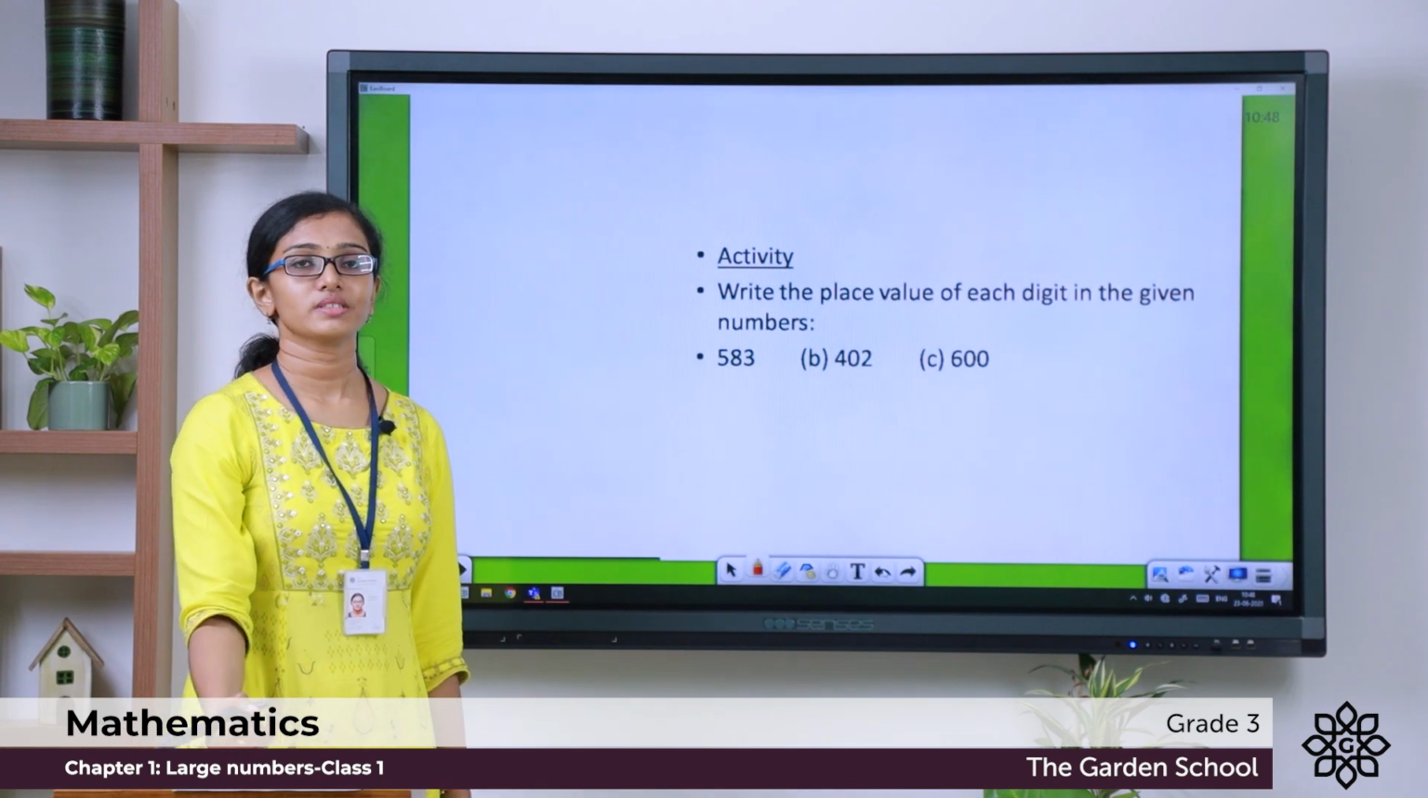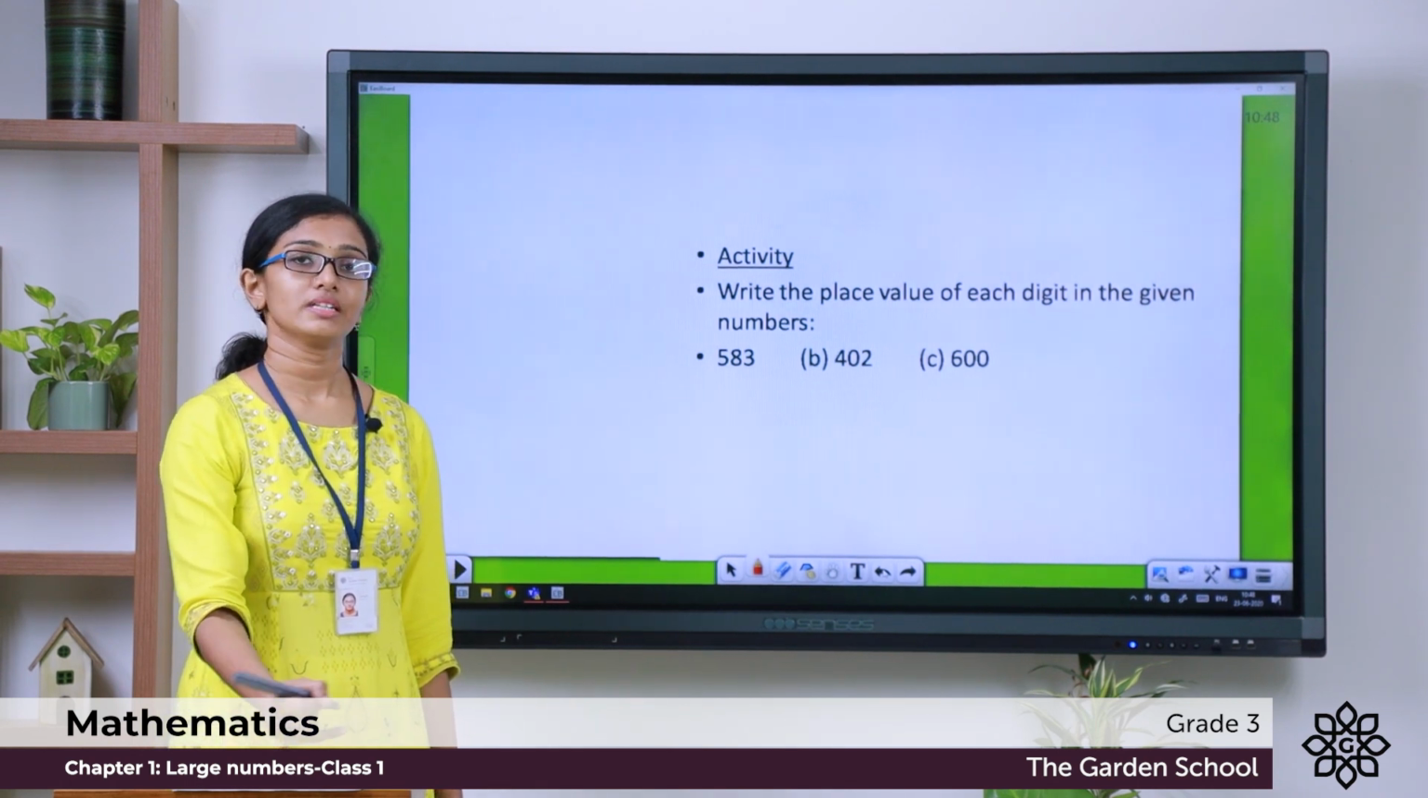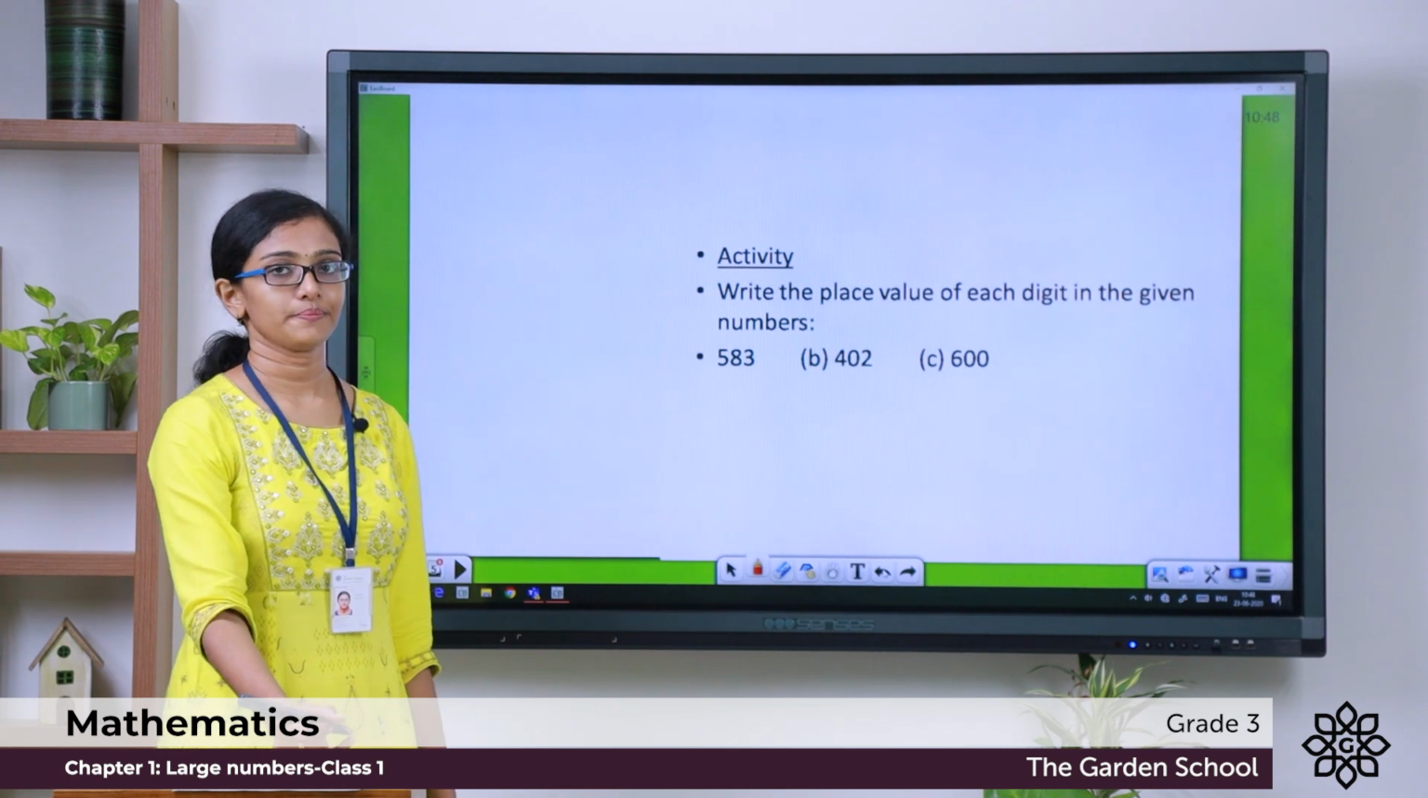So let's see the case of the second number 402. Now let's see the place values of each digit in the number.